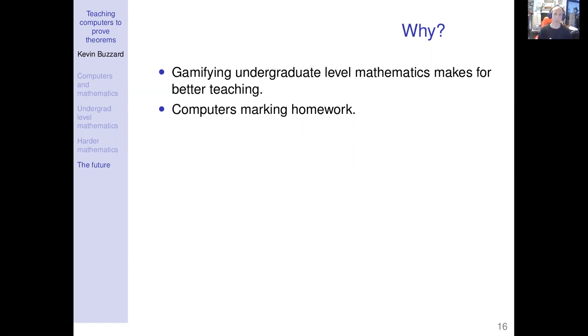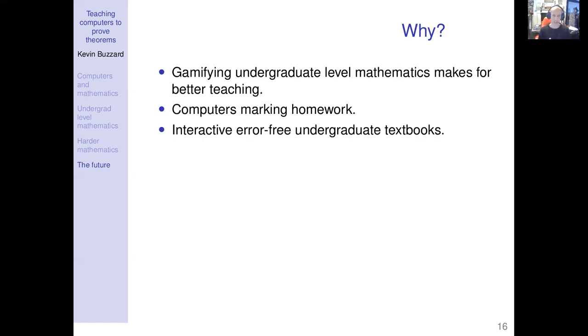But computers also give you feedback. Computers say, I don't understand this part of your proof. And when eventually they do understand it, they say, your proof is correct. So you get instant feedback. If the computer says, yes, it works, then it works. And if the computer says, no, I don't get this bit, then you can see where the problem is.